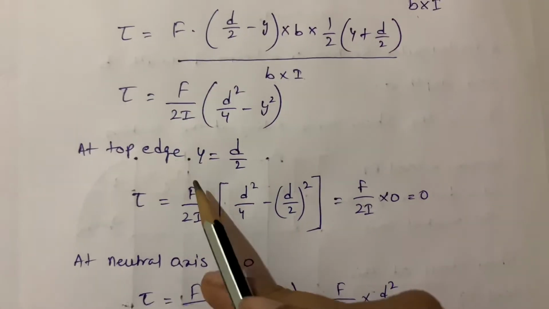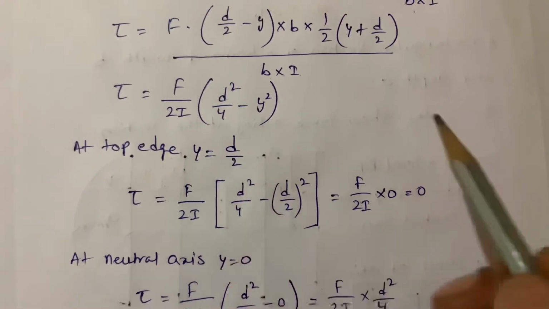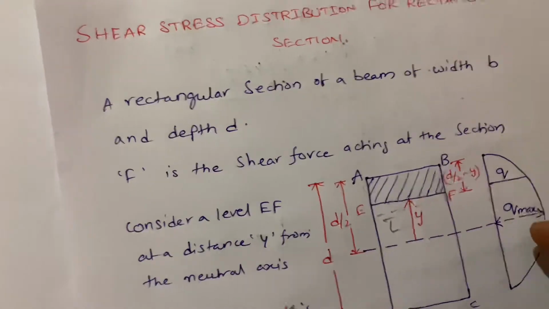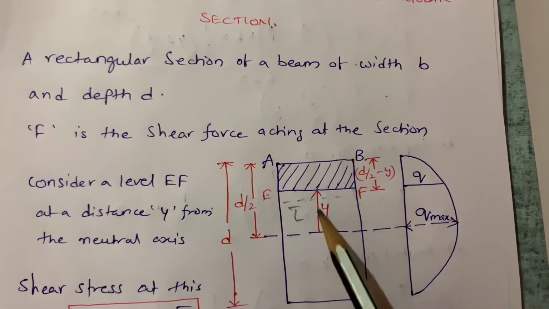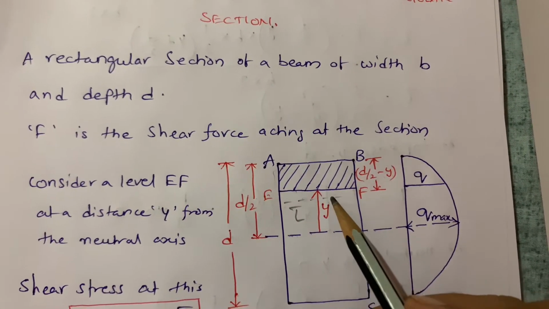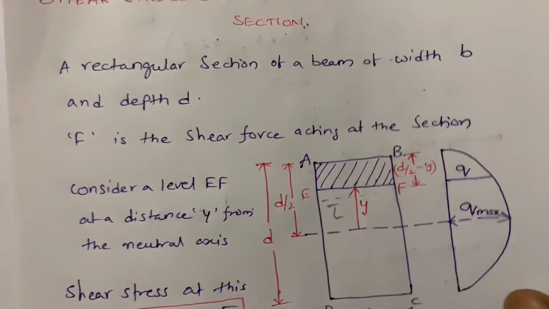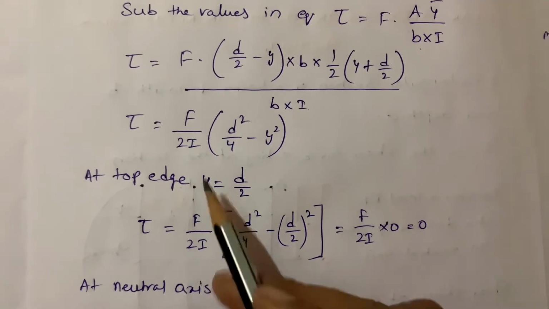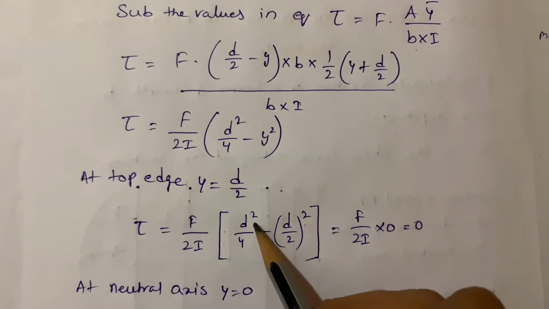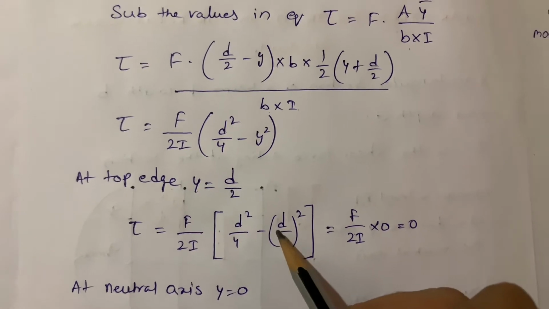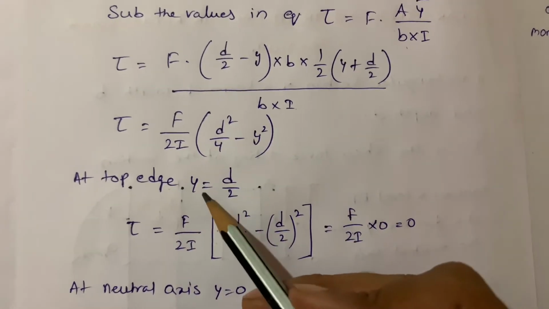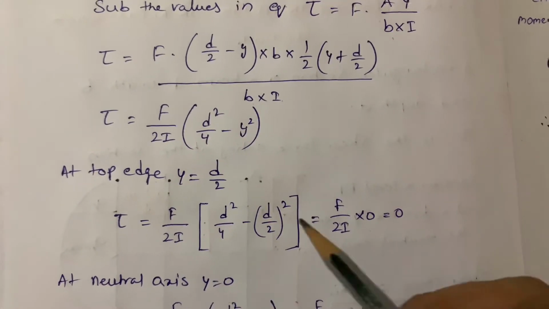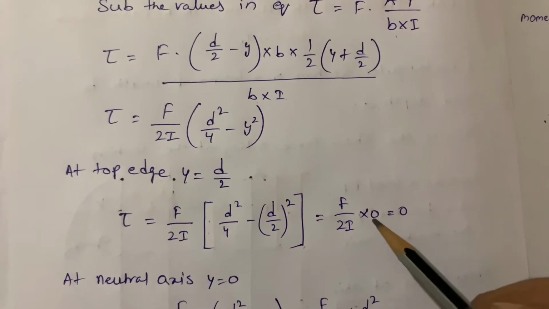At the top edge, y equals D by 2 for this shaded portion. Here the neutral axis is at 0 and the top edge is y equals D by 2. So tau equals F by 2I into (D square by 4 minus y square), and substituting y as D by 2, I got F by 2I into (D square by 4 minus D square by 4), which is 0. 0 into anything is 0.